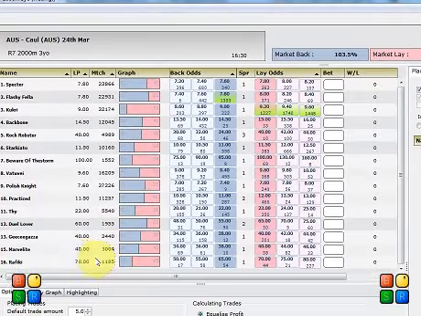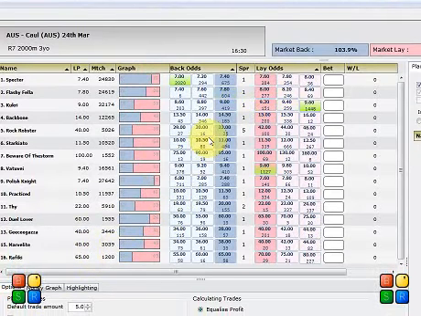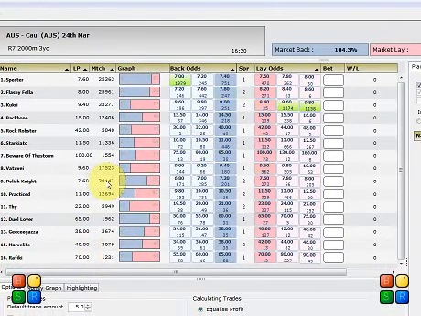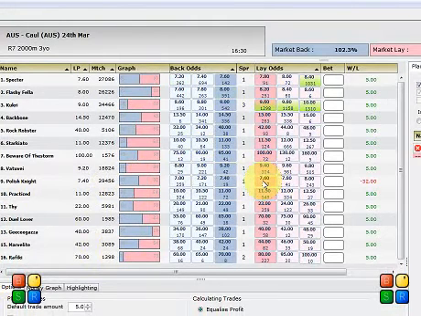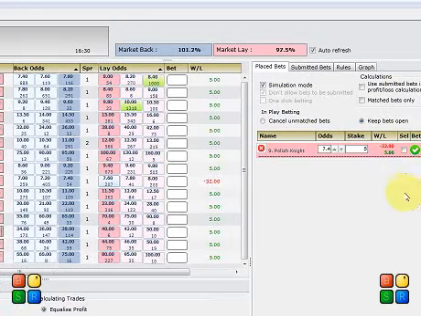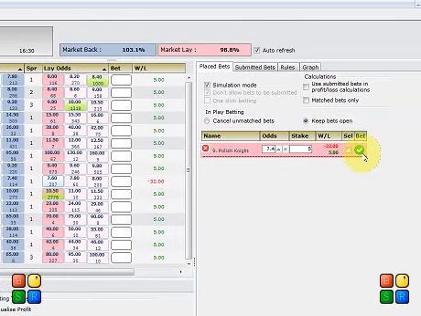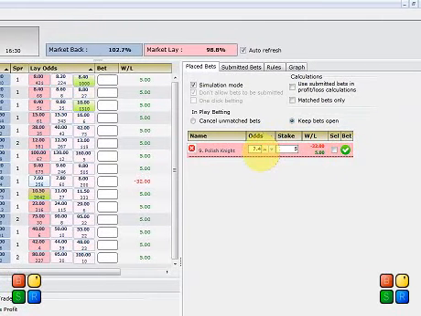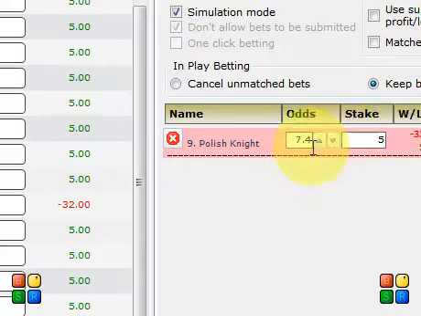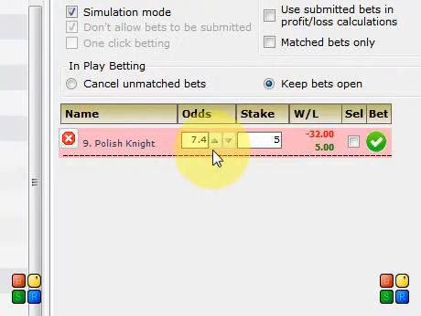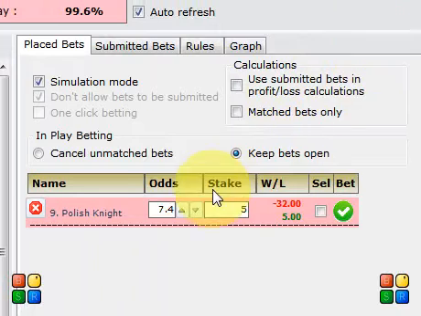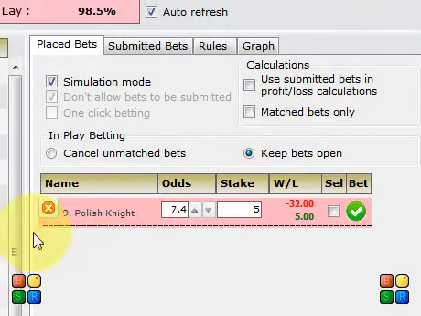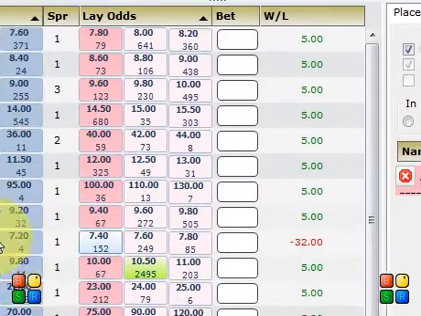Now I'm going to select, let's see, they're all fairly long odds here, so let's go with this one, $7.40 in simulation mode. You'll see that puts a green tick against it to say that yes, it would have been matched at that price. So what I've done is simulated a lay bet of $7.40. So what I'm going to do is focus all of my attention around that horse over here.